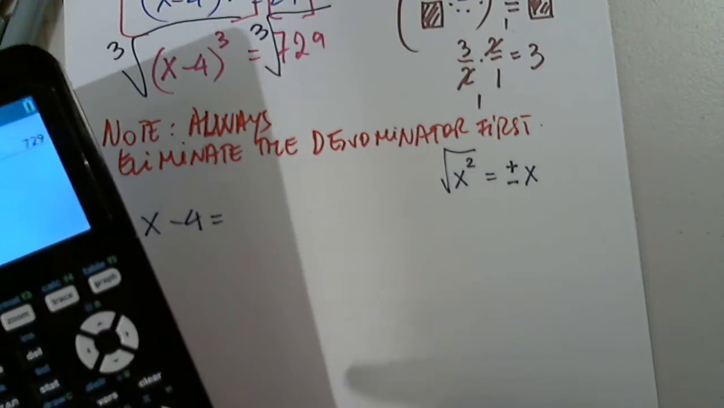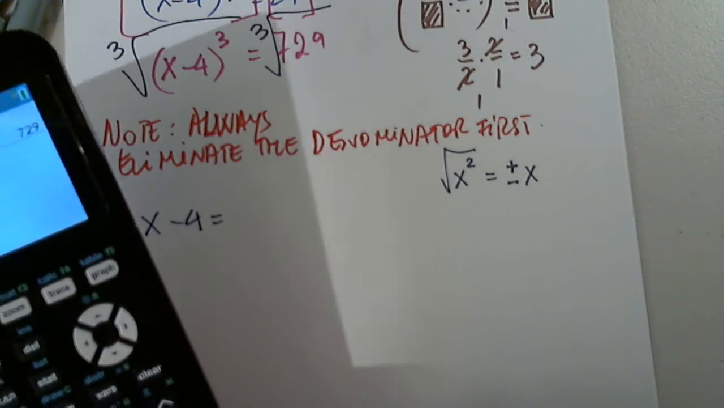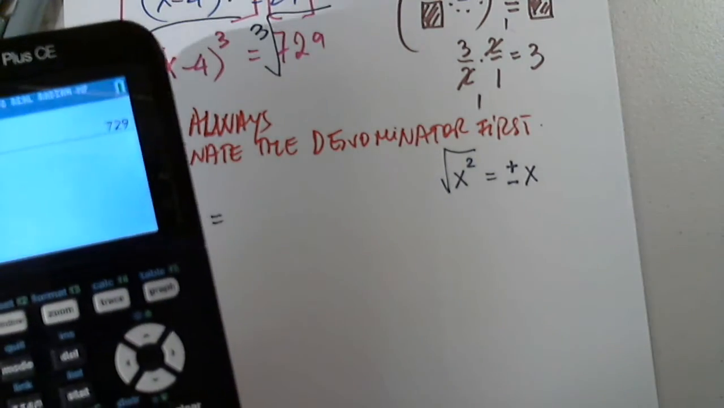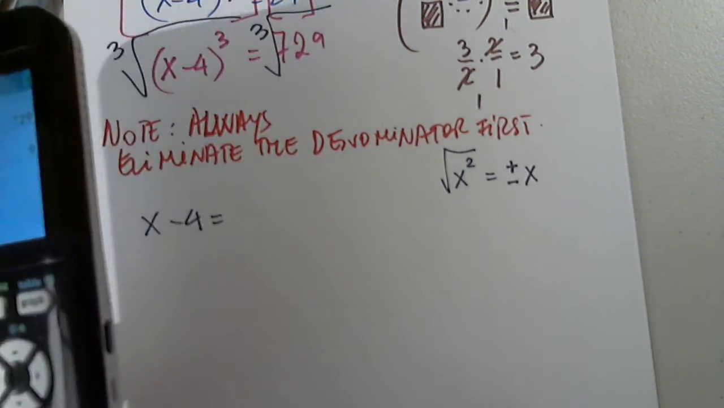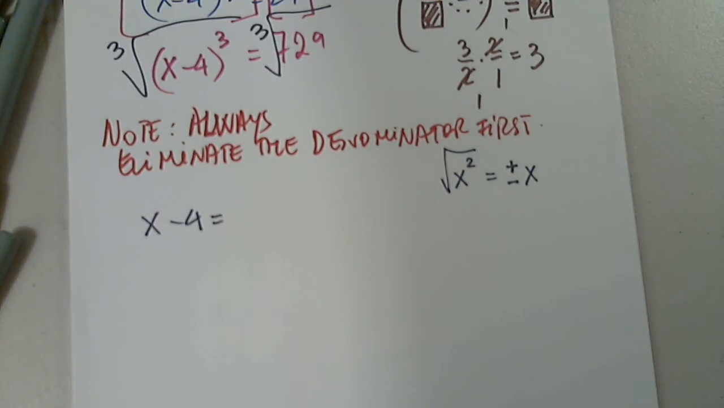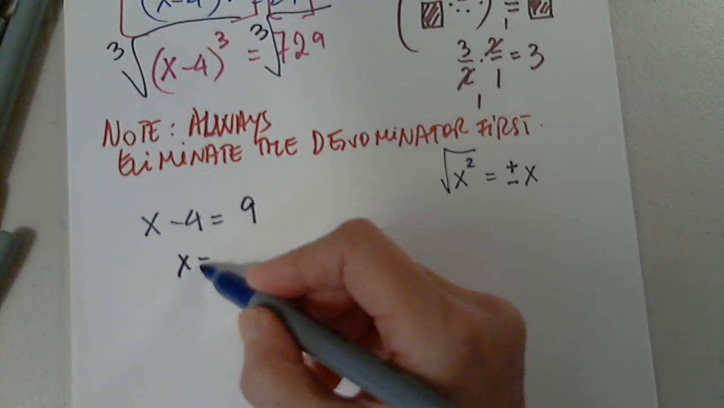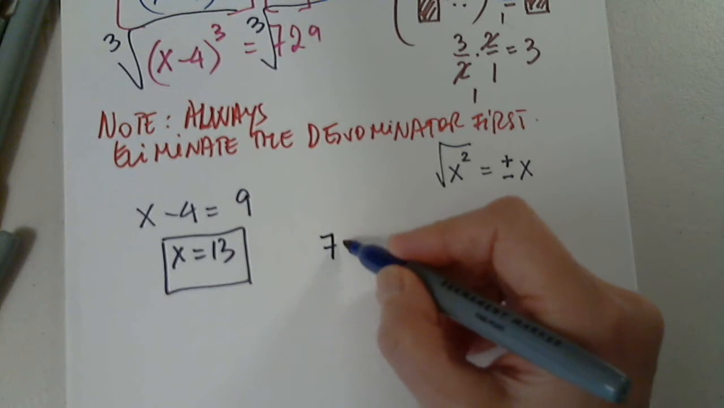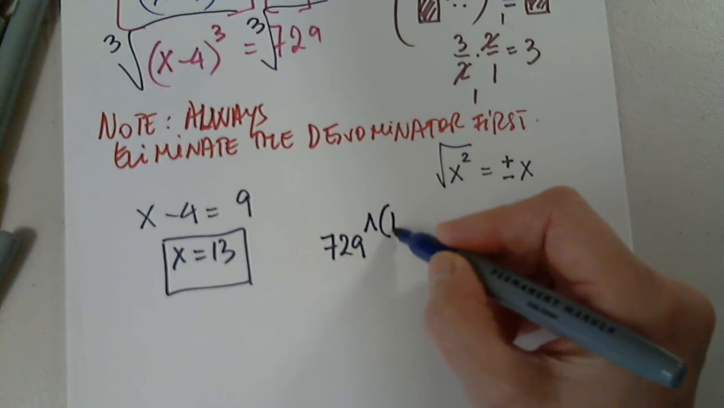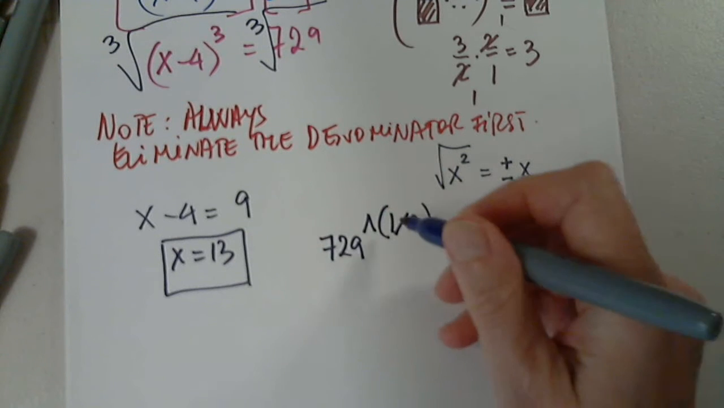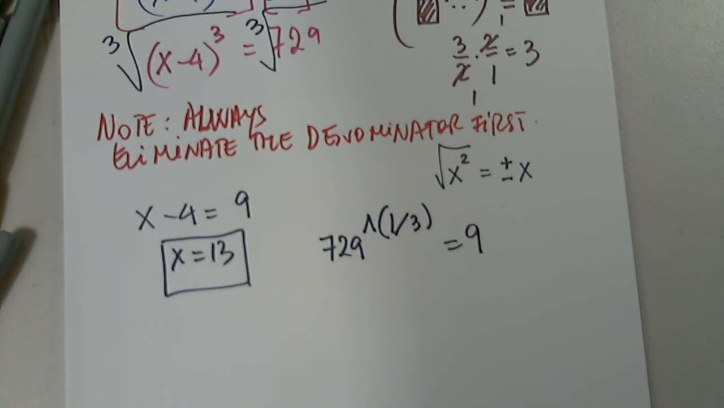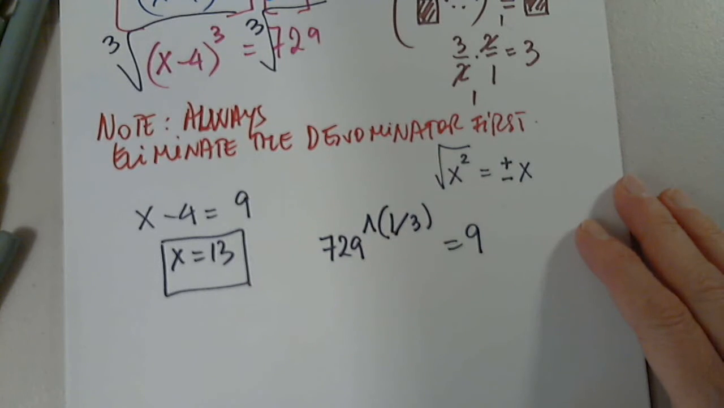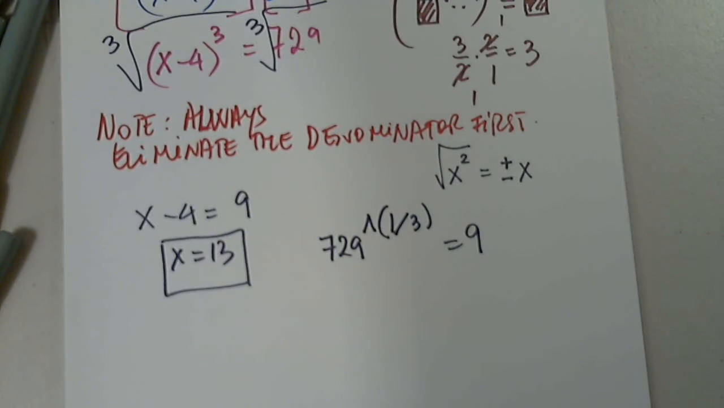on 729. I can show you if you want me to show you how to put the cube root. I don't use the math feature. I prefer the caret. So then x equals 13. So what I do in the graphing calculator, I put 729 caret and in parentheses 1/3. 1 divided by 3. And I got 9. Any questions on this problem before we move on? Yes, since we raised both sides to a power, we have to go back and check.